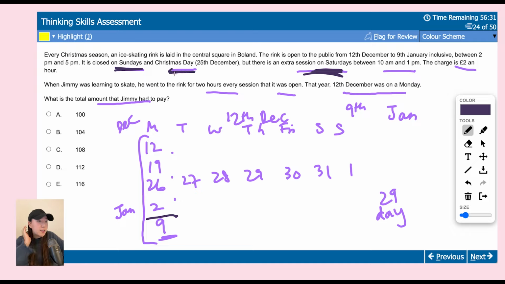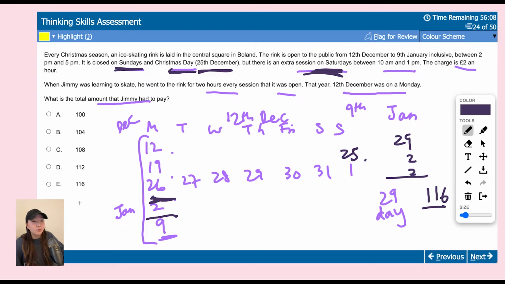We then have to look at this Christmas Day event, the 25th. The only thing we have to make sure is that it wasn't a Sunday. The 26th was on a Monday, so the 25th was a Sunday, so we also do not have to account for Christmas Day. That just makes our sum very easy. 2 hours every session, 29 times 2 hours times £2 an hour, which obviously gives us £116. So again, I feel like I'm just saying the same thing over and over. Sorry about that, but this question has come up in like 2 papers before, so just learn the method.